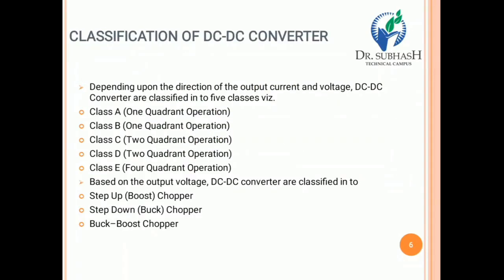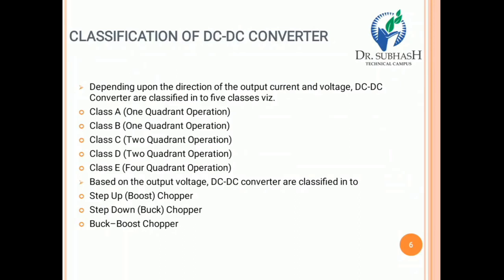Now the classification of DC to DC converters. Depending upon the direction of output current and voltage, DC to DC converters are classified into 5 different categories. First is class A, which is one quadrant operation. Second is class B, again one quadrant operation. Class C is two quadrant operation. Class D is two quadrant operation. Class E is four quadrant operation.